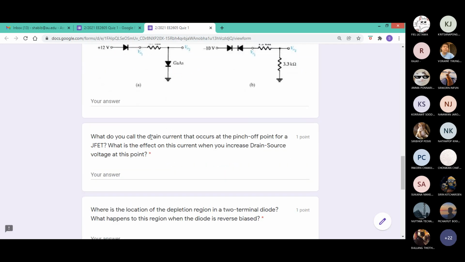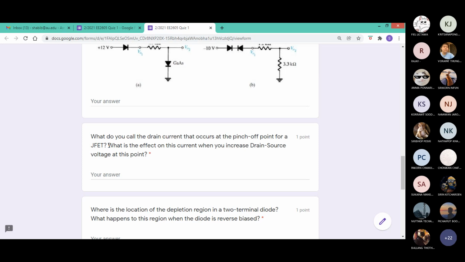What do you call the drain current that occurs at the pinch-off point for JFET? The answer is, it is called the IDSS, the drain to source saturation current. If you wrote just IDSS, still okay. Half mark for that. But some students say it is called the pinch-off voltage. I did not ask about the voltage. I asked, what do you call the current?